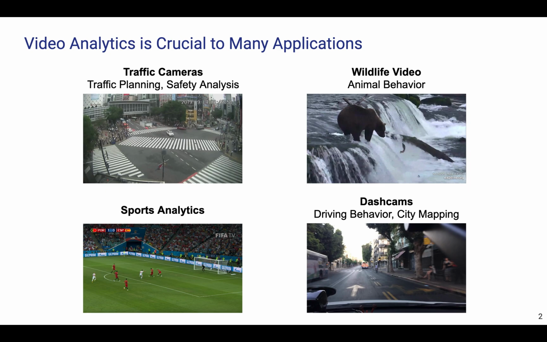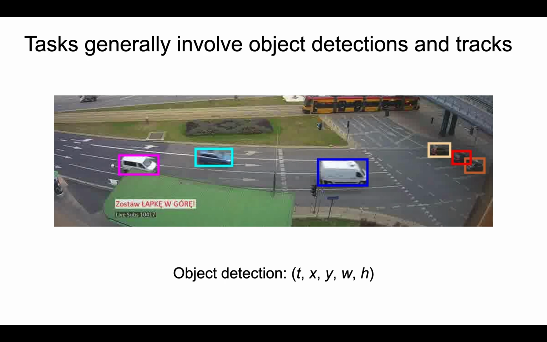We have lots of different kinds of videos out there that are useful to analyze, like traffic camera footage, sports footage, and video of wildlife, and there's a correspondingly diverse set of applications that can benefit from that analytics. Like for traffic cameras, we can do various traffic planning and traffic safety analysis tasks. Ecologists are often interested in studying wildlife video to study different kinds of animal behaviors, and sports analytics is, of course, a big domain as well.